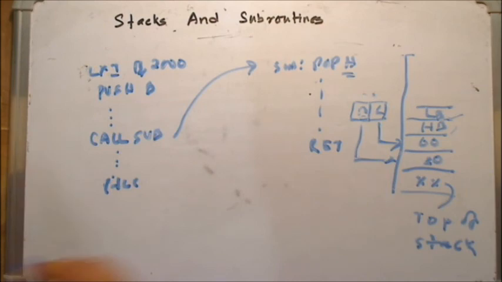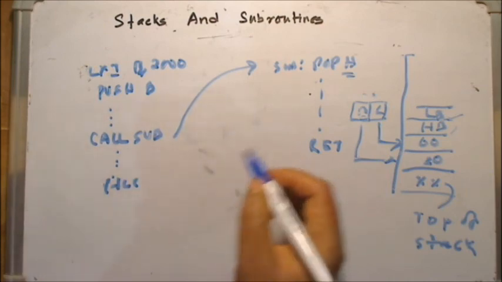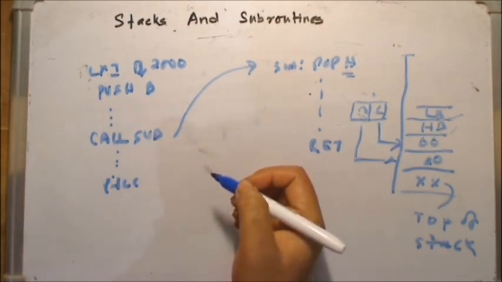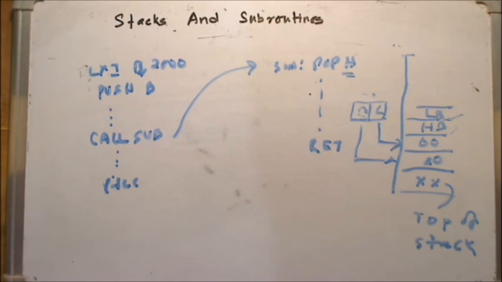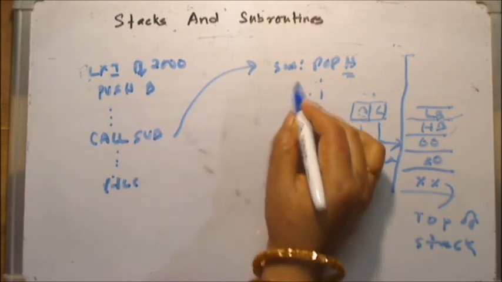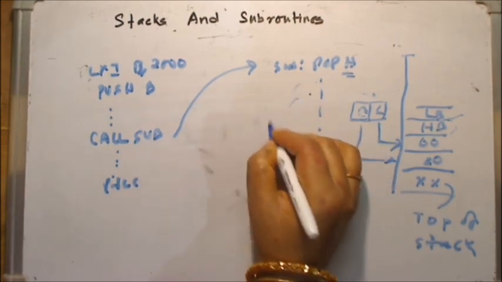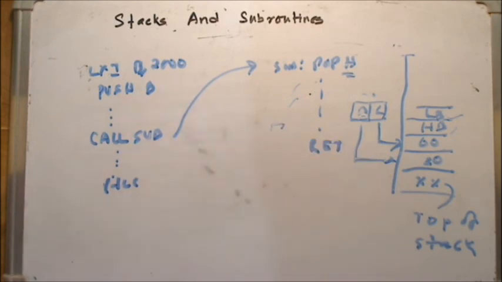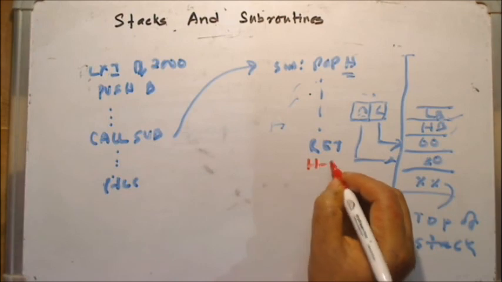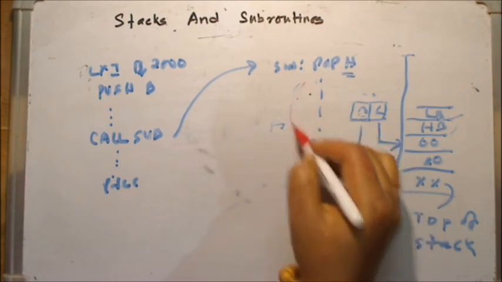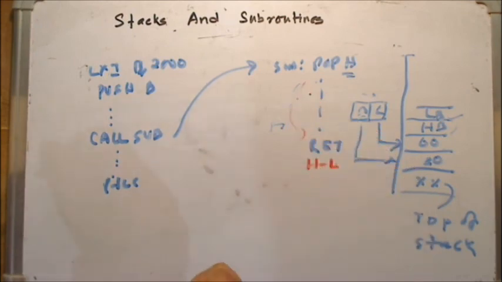So first pop H. The return address goes into the HL pair. After you write pop H, the return address has gone to the HL pair, right? Okay.